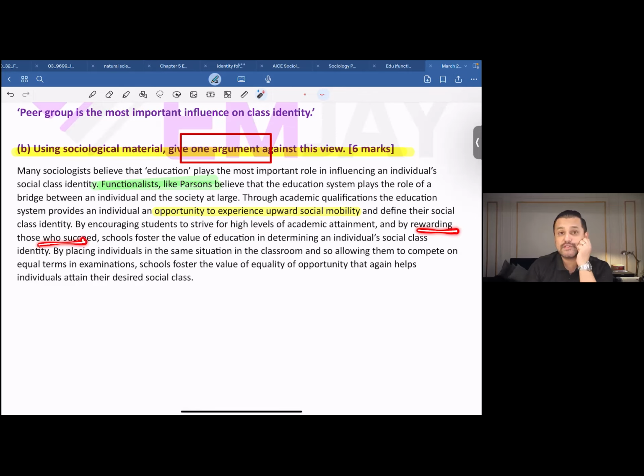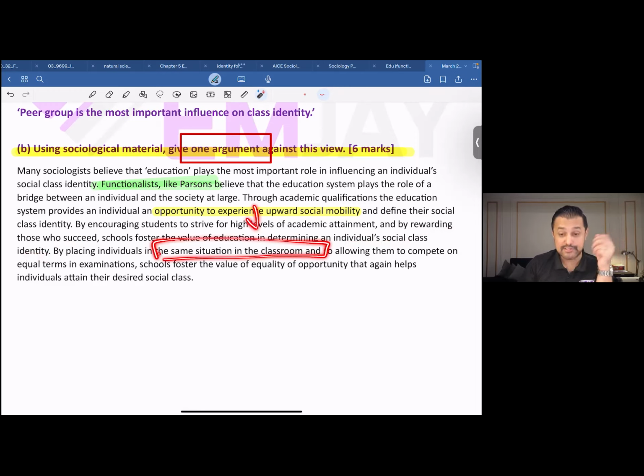Now, rewarding those who succeed: you do this paper well, and you do your paper too well as well. That would mean you'd get a good grade. A good grade means better results in A2. Better results in A2 means a good university. A good university means the chances of you experiencing better life chances would increase. The chances of you doing well in life would improve, right? So by rewarding those who succeed, schools foster the value of education in determining an individual's social class identity by placing individuals in the same situation in the classroom.